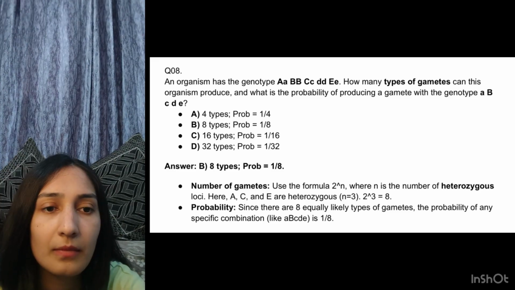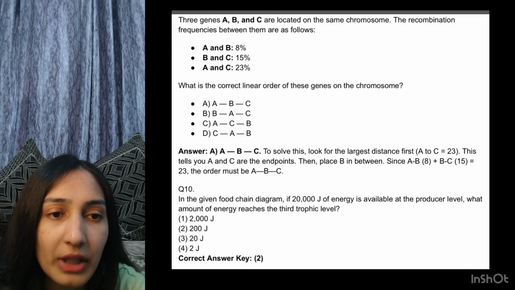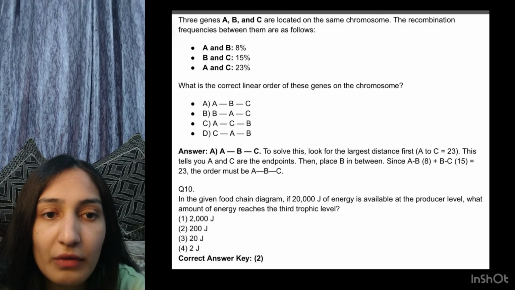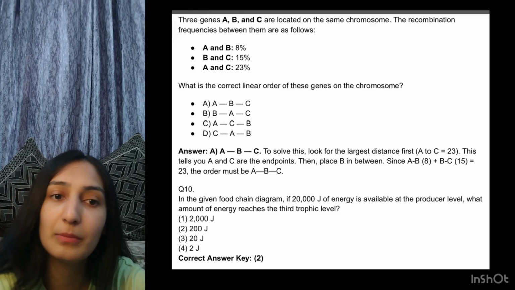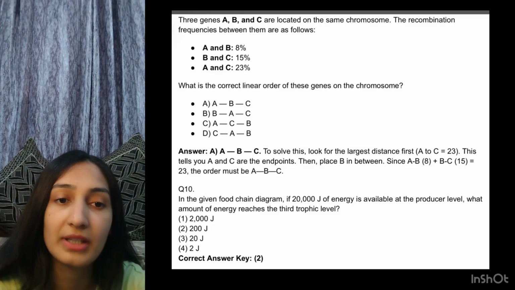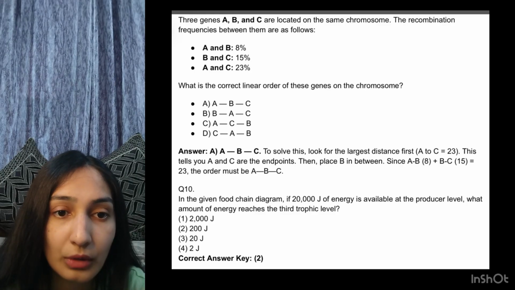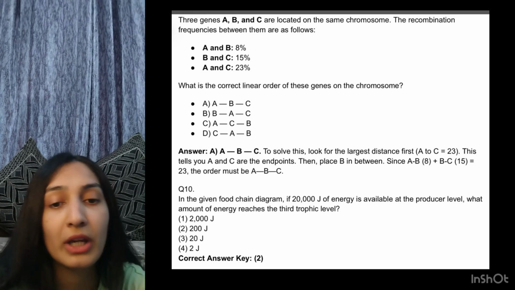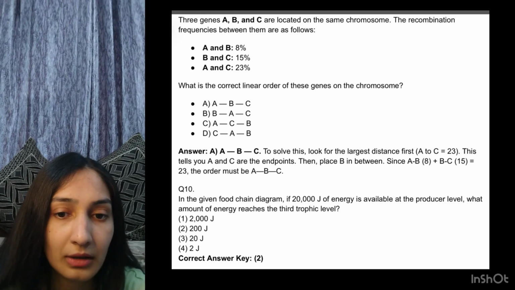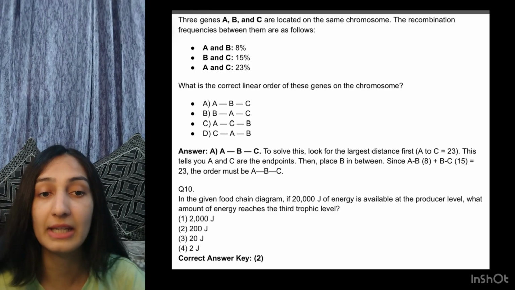The next question is, 3 genes A, B and C are located on the same chromosome. The recombination frequencies between them are as follows: A and B is 8%, B and C is 15%, A and C is 23%. What is the correct linear order of these genes on the chromosome? The options are A to B to C, B to A to C, A to C to B, or C to A to B. The correct answer is A, that is A to B to C.